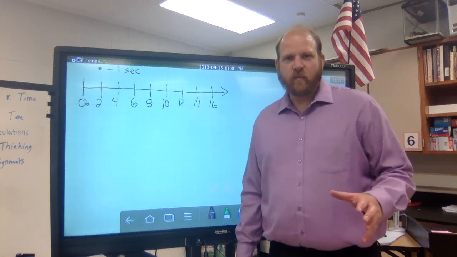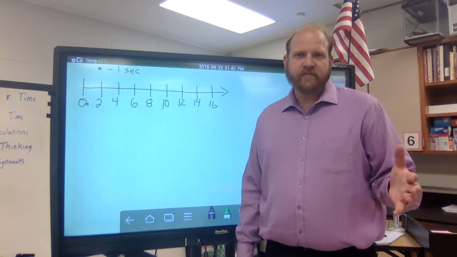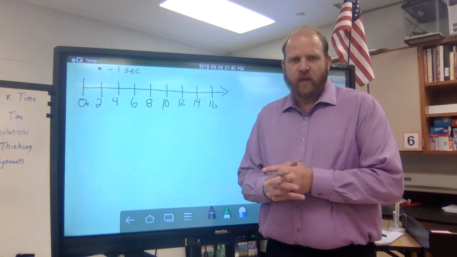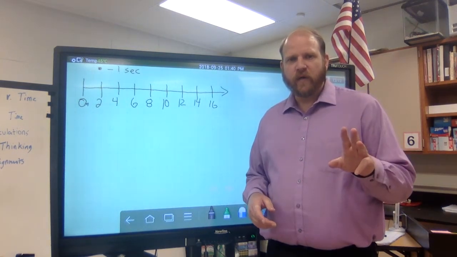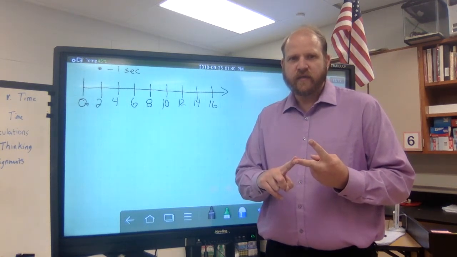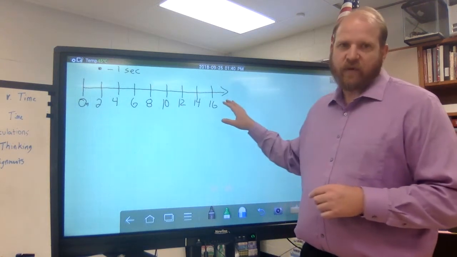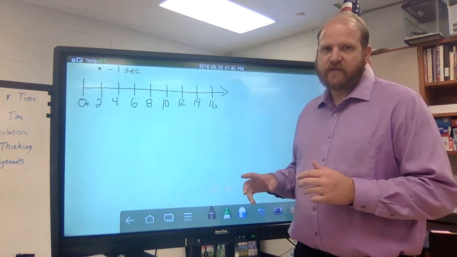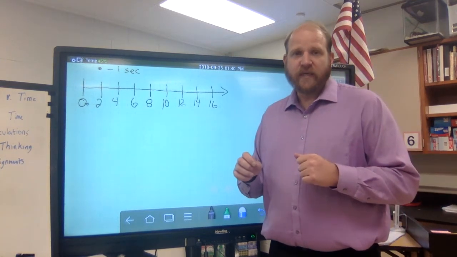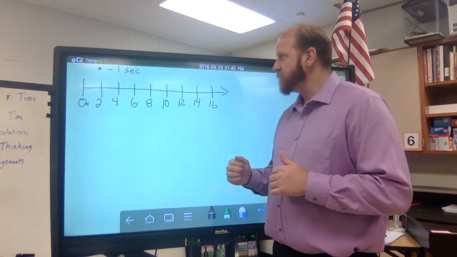Okay, so in this lesson, what we're going to learn how to do is how to translate information from one graph to another graph. The three types of graphs that we're going to be working with are motion maps, position versus time graphs, and velocity versus time. So I've started out here with a motion map. A motion map simply shows movement in either one direction or the opposite direction.